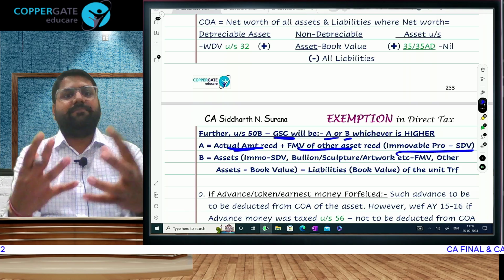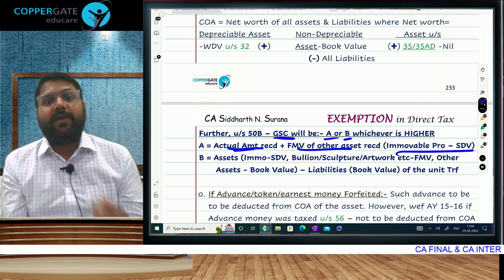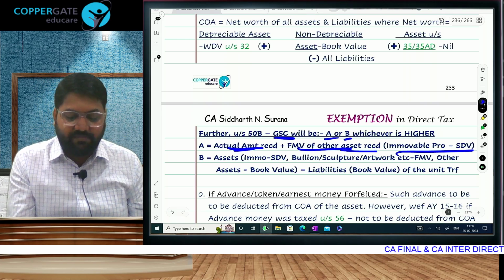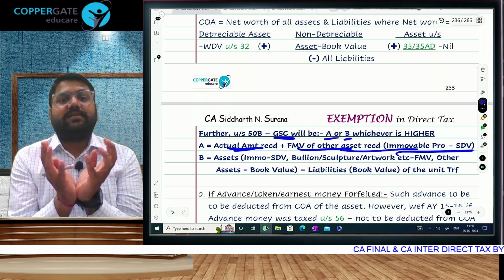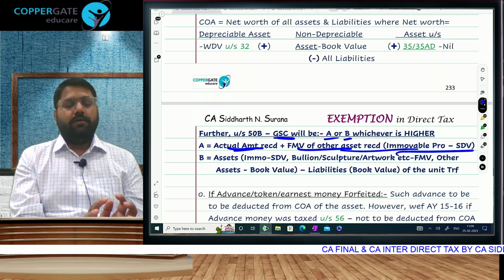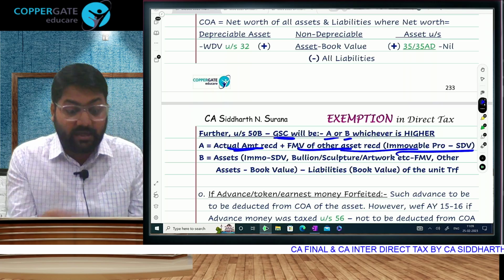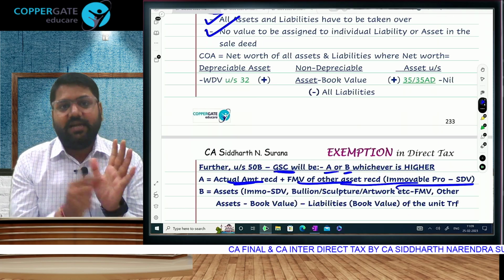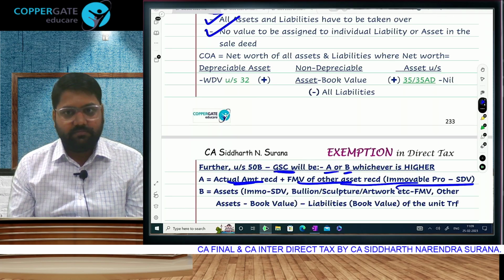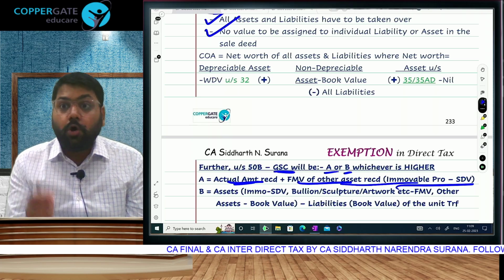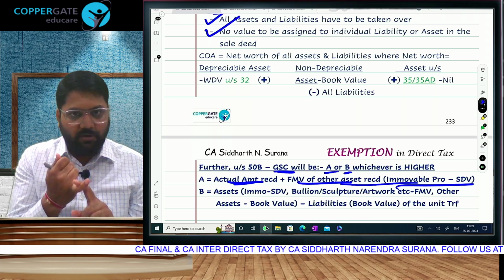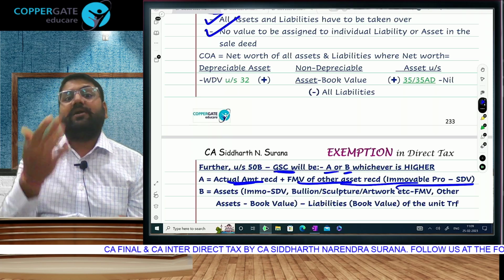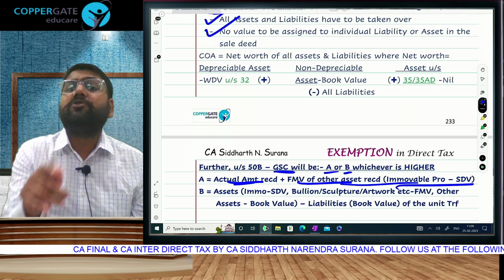Supposing I am selling my entire business to you. You are paying me 1 crore rupees in cash and then you are giving me some assets as consideration. The total consideration is monetary and non-monetary. That is also a slump sale because I am selling my entire business, all assets and liabilities, and in the sale deed we are mentioning only one amount. Correct or no? So, what will be the selling price? Amount received plus FMV of asset received, but if the asset is immovable property, we will take stamp duty value.